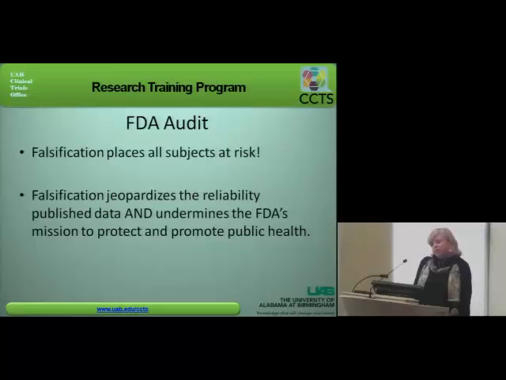So, during an FDA audit, if falsification is seen, it just places everybody at risk, and it really impacts the validity of the whole trial. We've had too many drugs that have been recalled, so we really need to make sure that we are accurately recording what happens. And you've done all this hard work, and then it's just jeopardized by somebody omitting or falsifying the data. And that's really not what we want to do. We want to give good data that is accurate and verifiable.